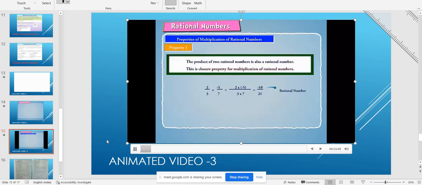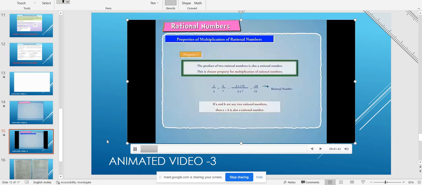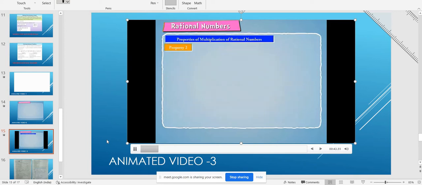Hence, the product of two rational numbers is also a rational number. This is closure property for multiplication of rational numbers. Thus, if a and b are any two rational numbers, then a into b is also a rational number. Property 2. Let us consider the following examples.